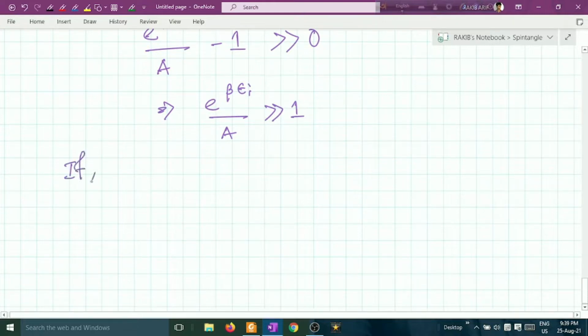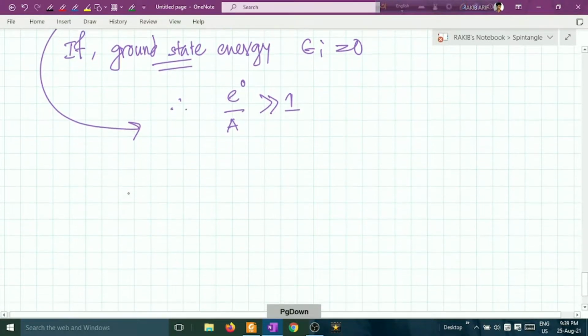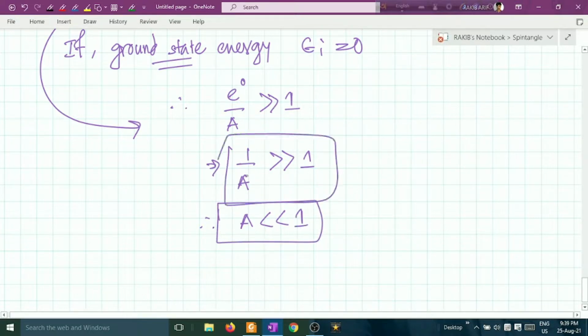If ei is the ground state energy and ei has value 0, then from this equation we can write e to the power 0 upon a is very much greater than 1. We are calculating this for the ground state energy level. So it becomes 1 upon a is very much greater than 1, so a will be very much less than 1, because there is an inverse relationship between a and 1 upon a.